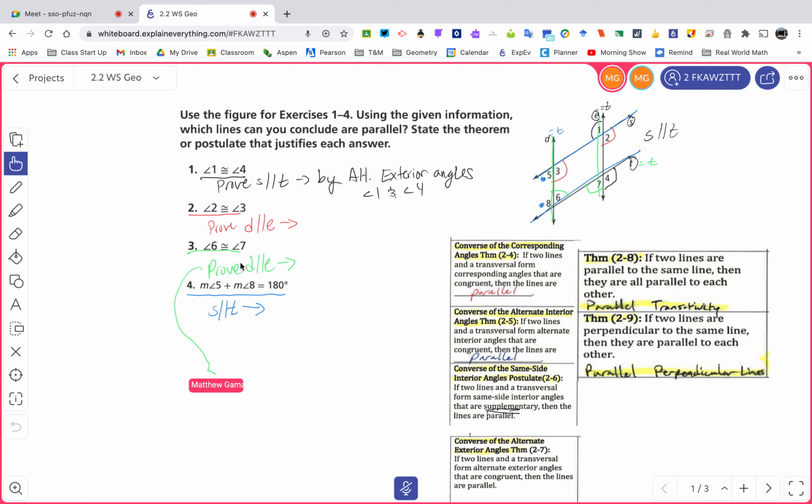If it's easier for you, for number 3, we're doing 6 and 7. You can pull out all the lines, D, E, and T, and then fill in 7 and 6. If you only pull out those lines, that might make it easier to figure out that D and E are the ones you're trying to prove parallel and why they are parallel.